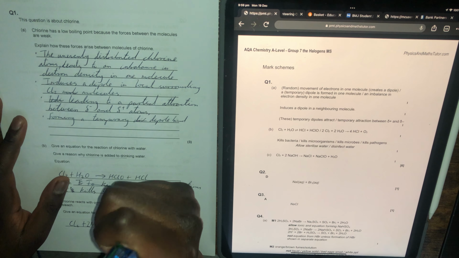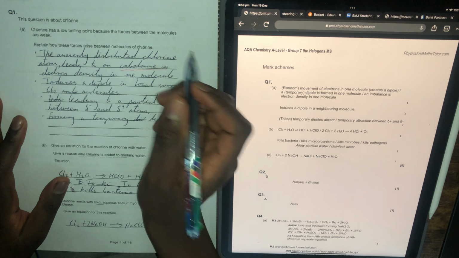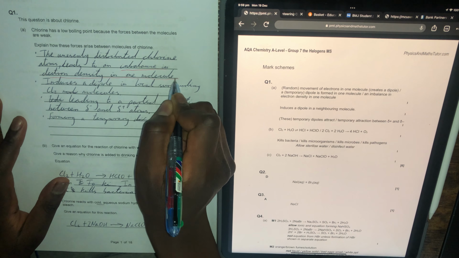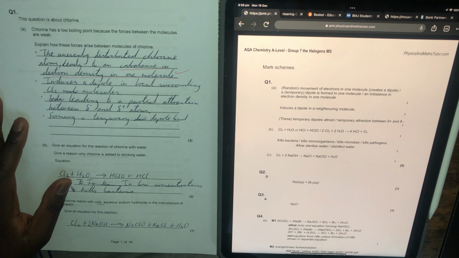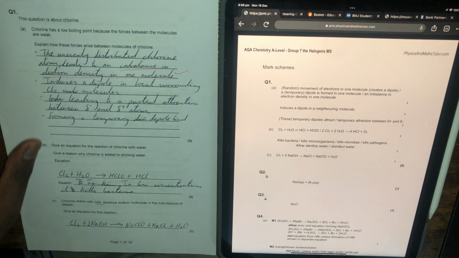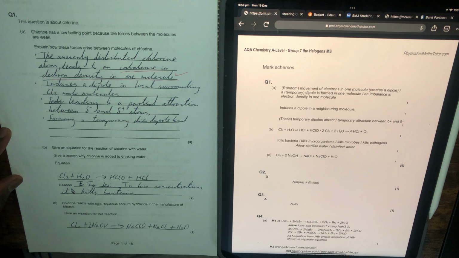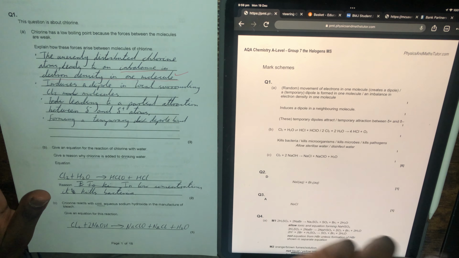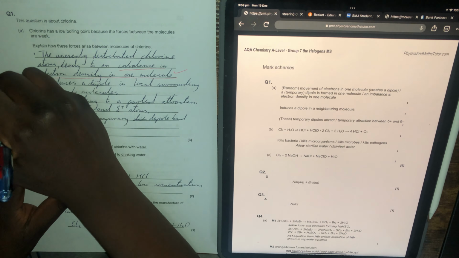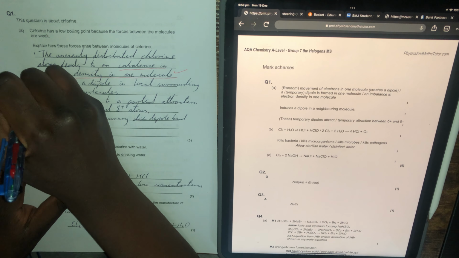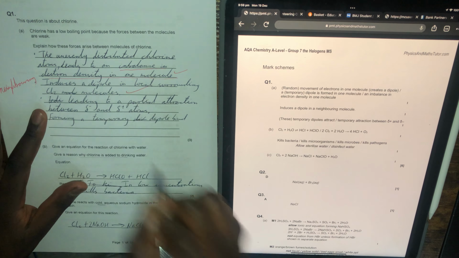Imbalance. Mention that there's an imbalance in electron density in one molecule. Mark there. Random movement of, unevenly distributed, in one molecule. A temporary dipole is formed in one molecule. So it induces a dipole in local surrounding molecules. I put neighboring here just in case, but local surrounding molecules, they get what you're trying to say there.